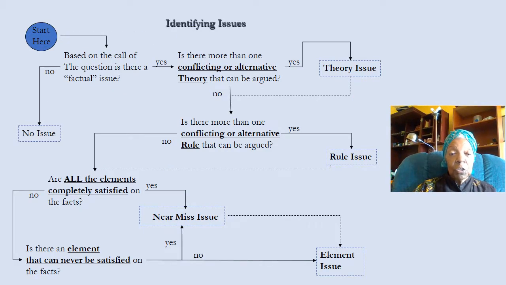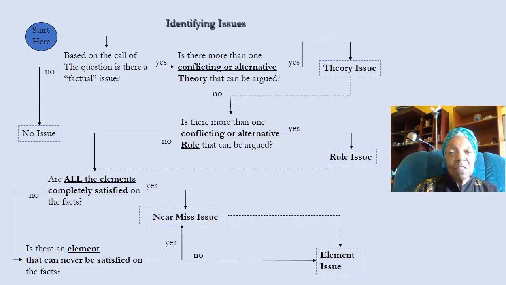Here's a flow chart that hopefully will help. Starting on the call of the question, is there a factual issue? Is there some fact that leads you to believe that there could be a problem under the call of the question? If you say no, then there's no issue.